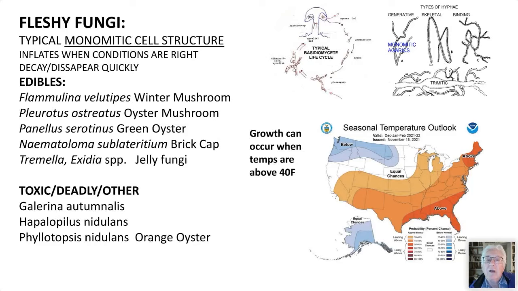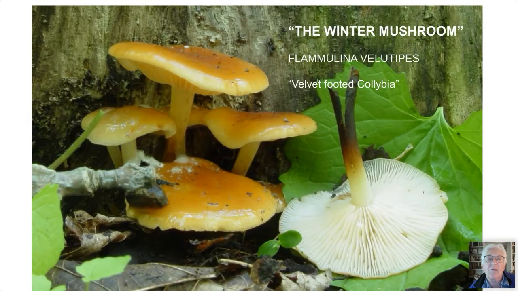Later, when we talk about polypores, we'll look at the dimitic and trimitic structures there. So we'll talk here about a number of edibles and some toxic mushrooms, and we'll go through those in order. I printed this out maybe in November. It was a three-month forecast for winter in the Northeast, and we are above normal. And normal growth of these fleshy fungi, particularly the oyster mushrooms and Flammulina. With temperatures above 40 degrees for a period of time, you can get those fruiting. So we may see some of those coming up.